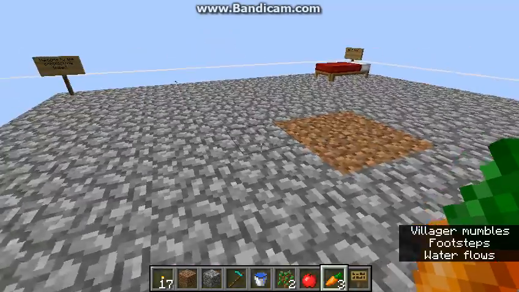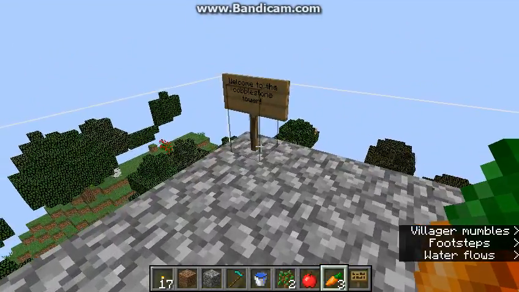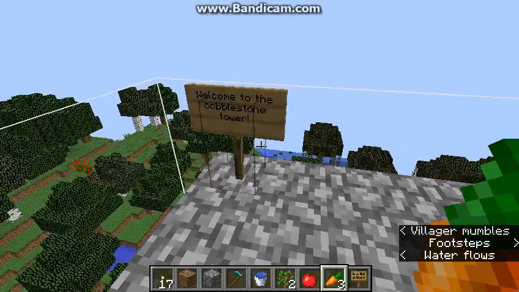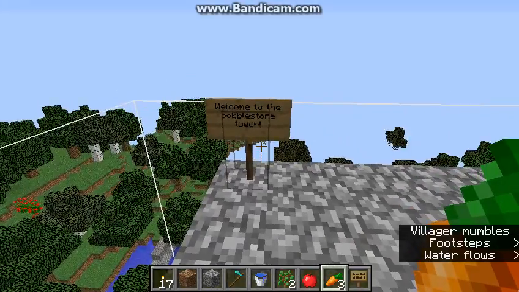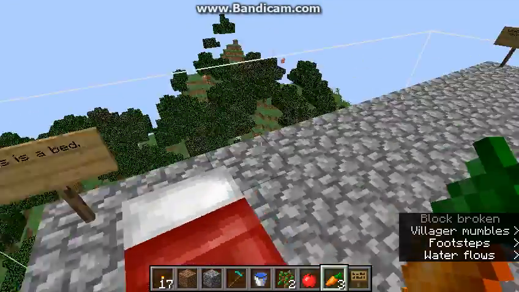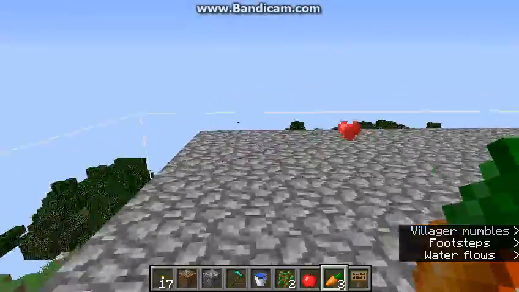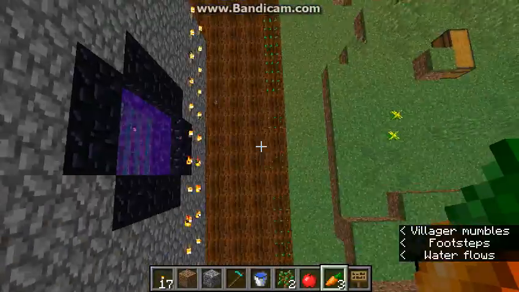I have been playing around with structure blocks and I think I can quickly show this in hopefully 3 to 5 minutes. Okay, so what you see here is I am at the top of a very big cobblestone tower. I have some signs. Welcome to the Cobblestone Tower. This is a bed, in case you didn't notice. Chandler built this tower. Yep, I built this huge tower.